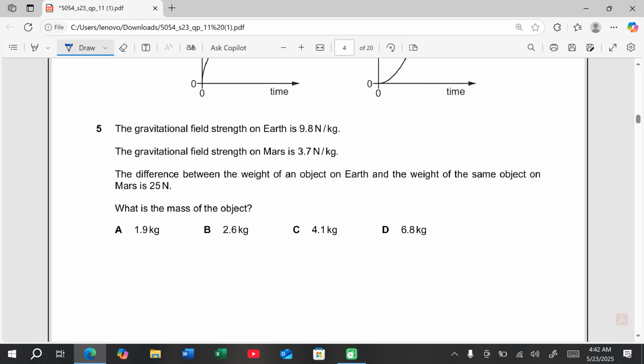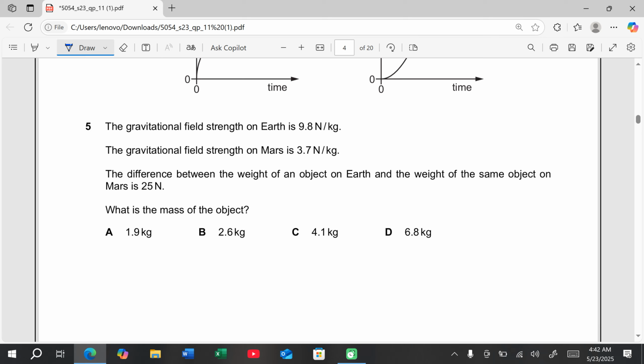The gravitational field strength on Earth is 9.8. The gravitational field strength on Mars is 3.7. The difference between the weight of the object on Earth and the weight of the same object on Mars is 25. What is the mass of the object? So that's easy. Let's see.